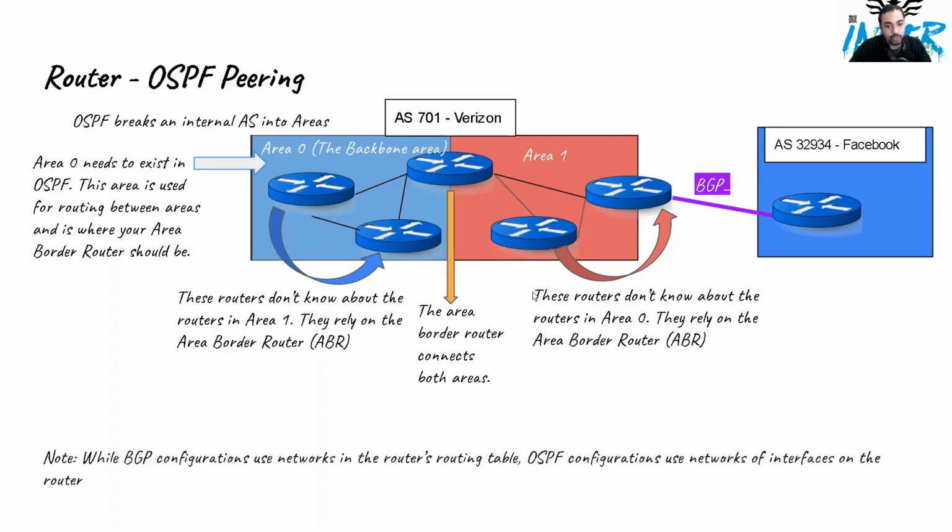So one difference to note between OSPF and BGP is that while BGP is used to advertise networks that are in a router's routing table to other networks, OSPF only advertises networks attached to our router interfaces. So it doesn't matter what other networks are on this router's routing table. It's only going to advertise this network and this network.